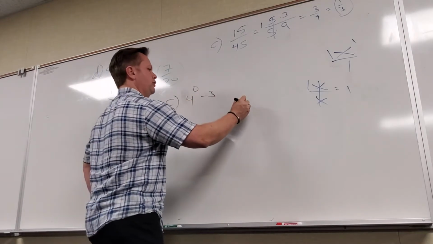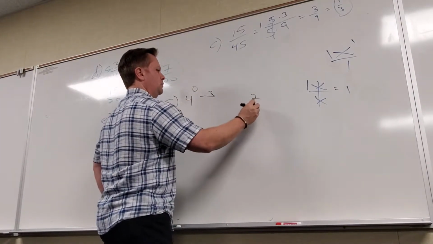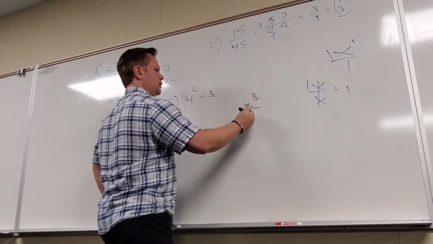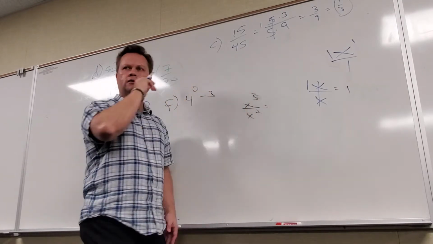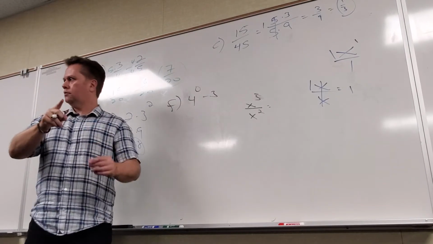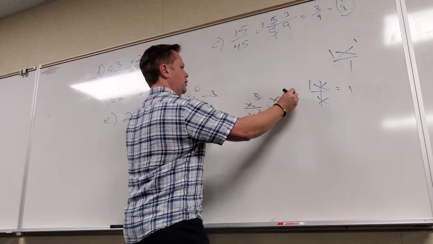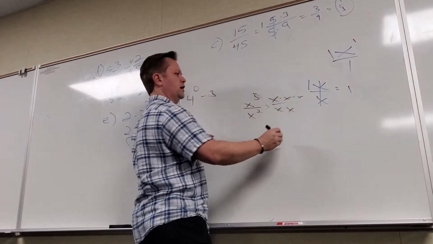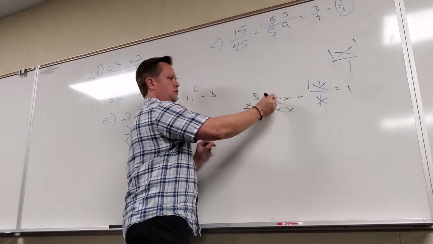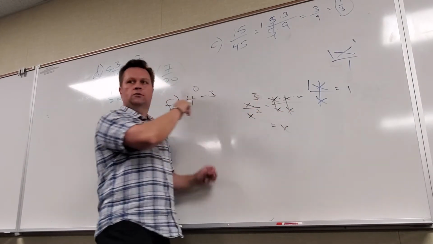Somebody help me out. Does anybody remember what x cubed divided by x squared is? Watch this. What's x cubed mean? 3 x's multiplied. And x squared is 2 x's. How many x's cancel? 2. So what's left? 1. So the shortcut is 3 minus 2.